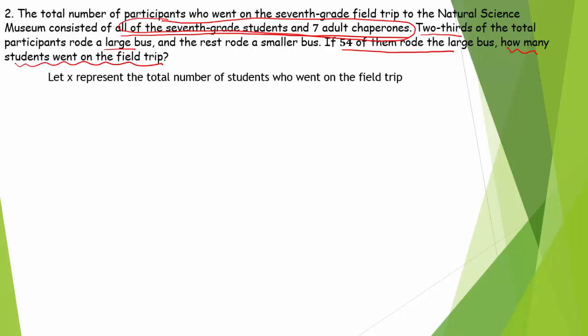2/3 of them rode the large bus. So that's why I do 2/3 times (X plus 7) equals how many rode the large bus, which is 54. I then go ahead and solve this equation. And as soon as I get my X, I'll have my answer because I'll have the total number of students who went on the field trip. Total number of students plus 7 extra, that's the chaperones. 2/3 of that total amount went on the large bus, so that's why it's 2/3 times that, equals how many went on the large bus?